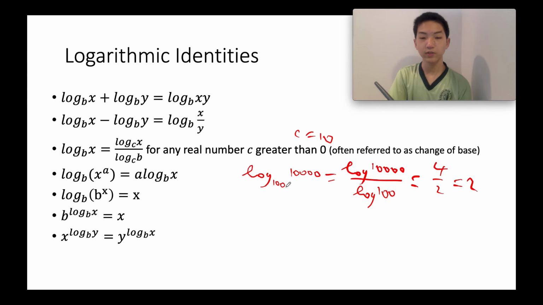And we can also verify this straight off. How many times does 100 need to be multiplied by itself to get 10,000? Well, it needs to be multiplied by itself twice. So you can see that right off the bat that it's equal to 2. Normally you wouldn't use it in these situations since it's so easy to evaluate the logarithm straight off, but it's much more useful for more complicated problems when you need to simplify more expressions.